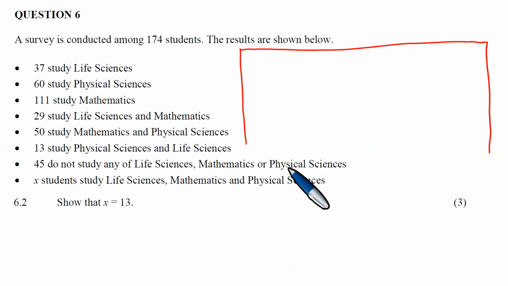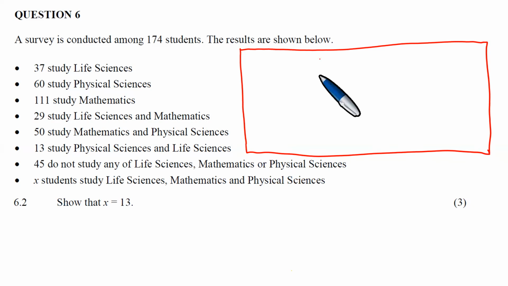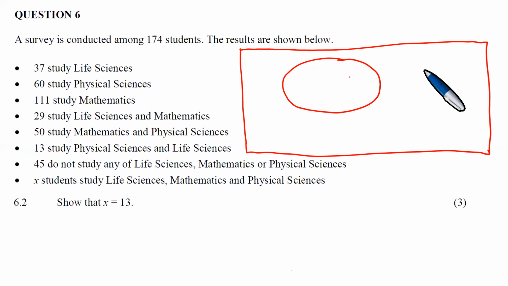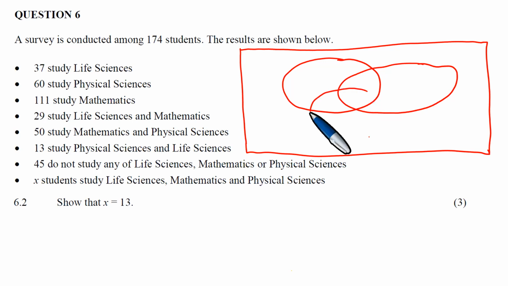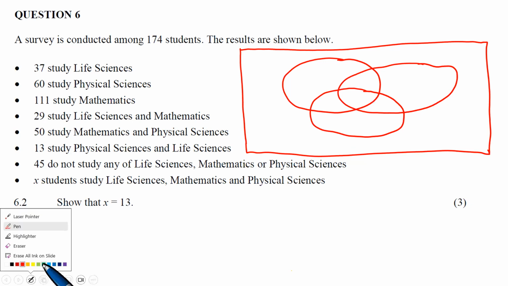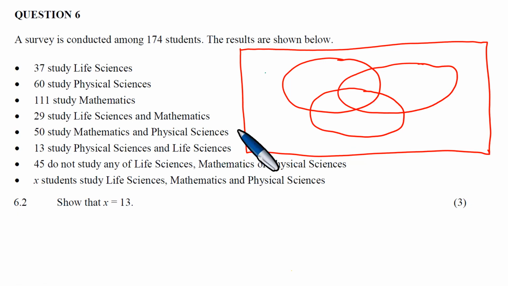The Venn diagram we just drew was something of this sort. I'm just going to draw it quickly so that you don't waste a lot of time on the Venn diagram. And it was like this, sort of this way, and then sort of this way here. And there were a couple of features of interest to us. There was life sciences, there was physical sciences, and there was mathematics.